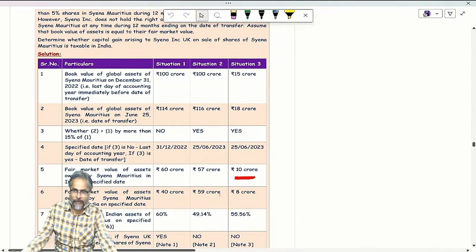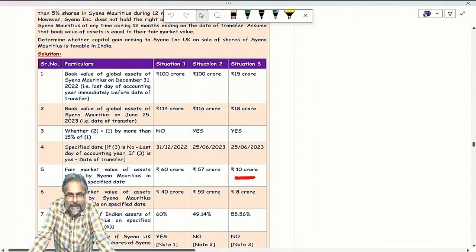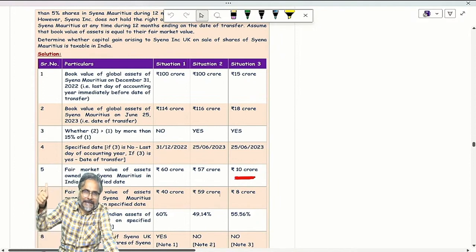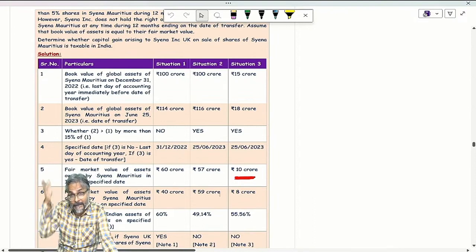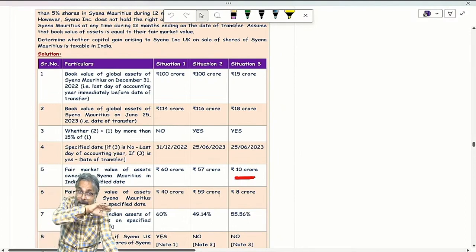Two things I told you in this case. And what are the two things? Substantial test: when to test the substantial condition, and how to test. Generally, we take the balance sheet date. But it could also be the date of transfer. So there is the date of transfer or the balance sheet date before the date of transfer.